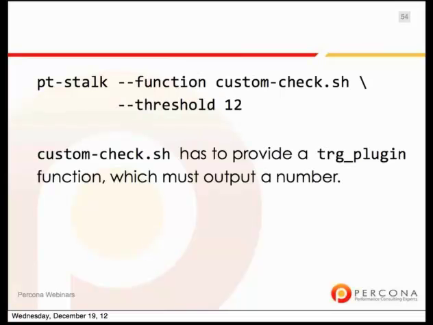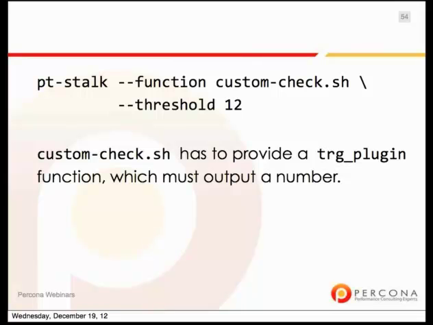And this is the other example, using a custom function. In this case, if to the function option you pass in something other than processlist or status, it assumes that it's a file name. It doesn't have to end in .sh.